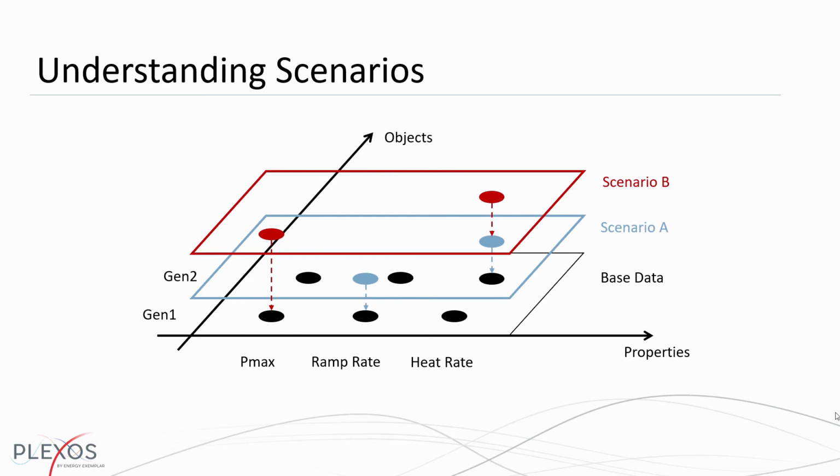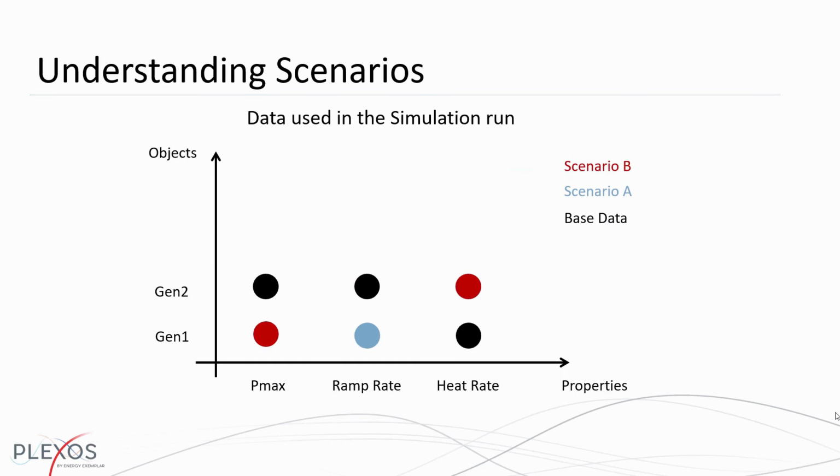Well, by default, the scenarios will be read in alphabetically. So scenario A will read first, then scenario B. Because the last values read in will be effective, we see that the data used in the simulation is shown here. Note that Gen 2's heat rate had 3 values defined for it, one for base, one for scenario A, and one for scenario B. The value for scenario B is used in the simulation as it was the last value read in. This is because the default prioritization is based on the alphabetical order read in of the scenario names.